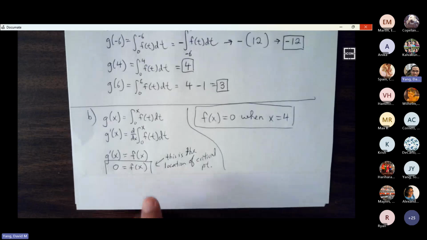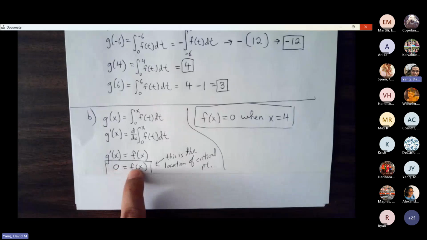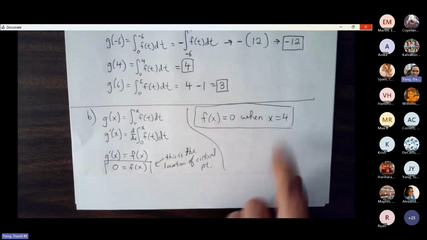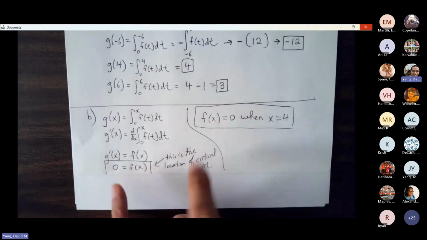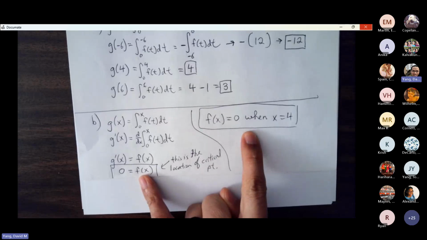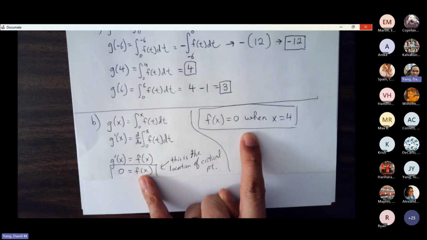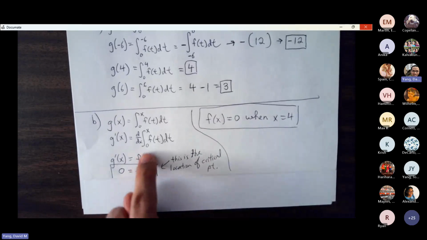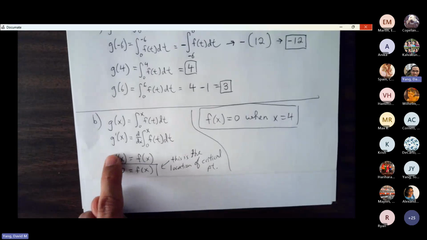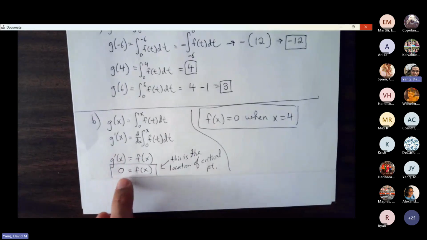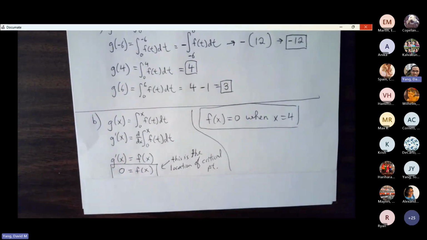Yeah, the scoring guideline just says g prime equals f of x. We know that g prime is equal to 0 and 0 equals f of x when x equals 4. So yeah, you don't have to go into full detail in a sentence since it's only asking for the critical point. They're just wanting you to connect that g prime is f of x, and we're looking for where f of x equals 0. Yeah, but thanks for asking.